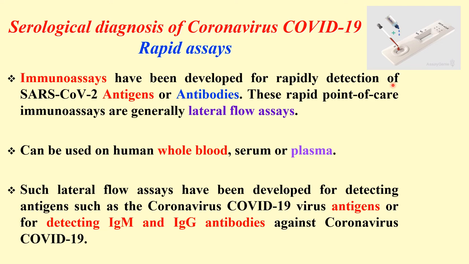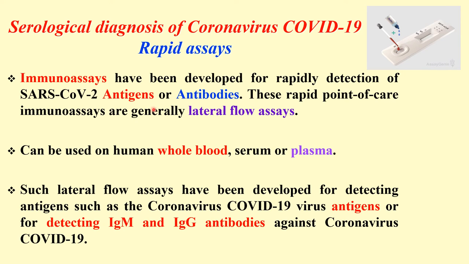Now, the first group of assays that are currently utilized in the diagnosis of infection with coronavirus COVID-19 is the rapid assay. Okay, so what does it mean? It means that we have rapid assays or immunoassays that have been established and developed for the quick or rapid detection of infection with coronavirus COVID-19, or we can call it SARS-CoV-2.